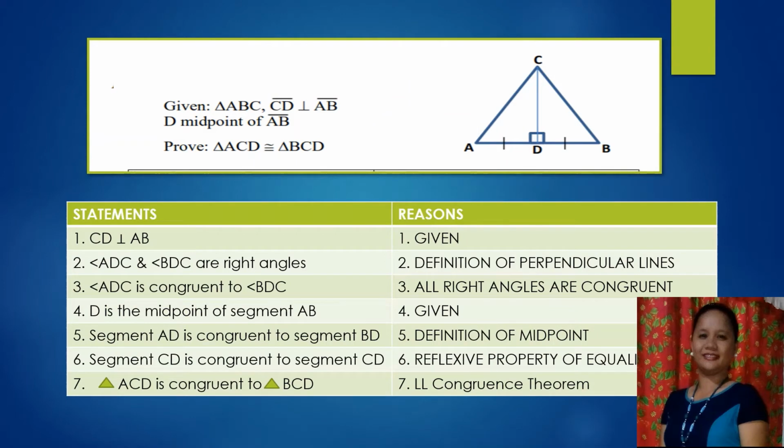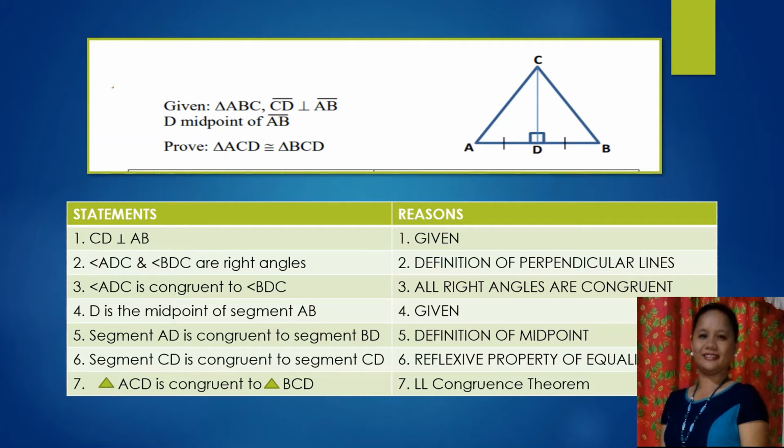Let's have the second figure, triangle ABC. Now given, segment CD is perpendicular to segment AB, and D is the midpoint of segment AB. So we have to prove the triangle ACD is congruent to triangle BCD. So I have there the two-column proof. For statement number 1, segment CD and segment AB are perpendicular. That's given. Now, since they are perpendicular, we can say that angle ADC and angle BDC are right angles. Our reason, definition of perpendicular lines.